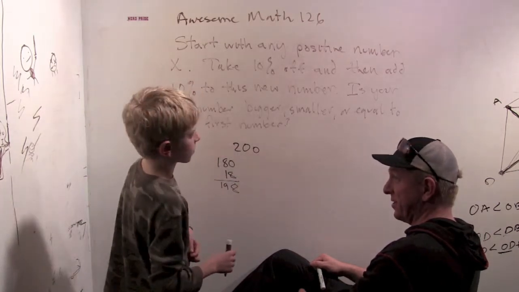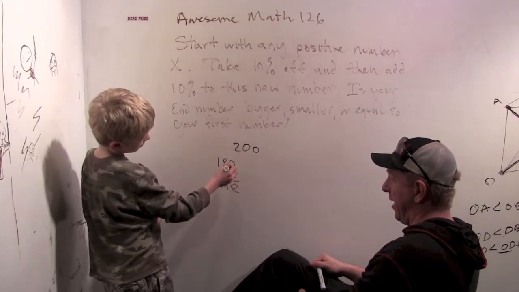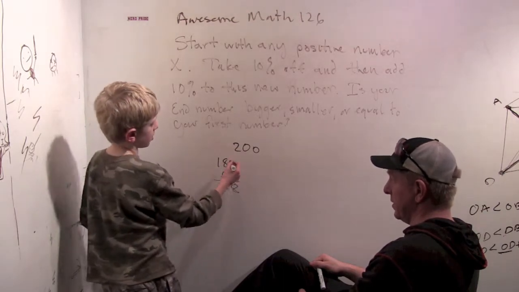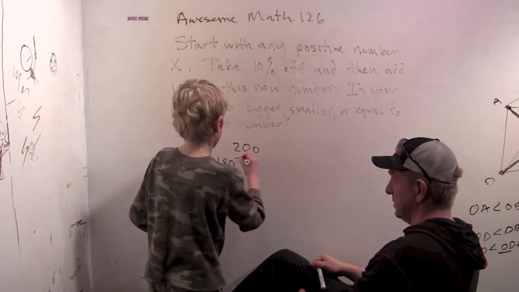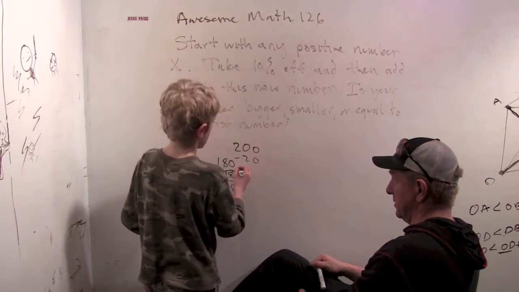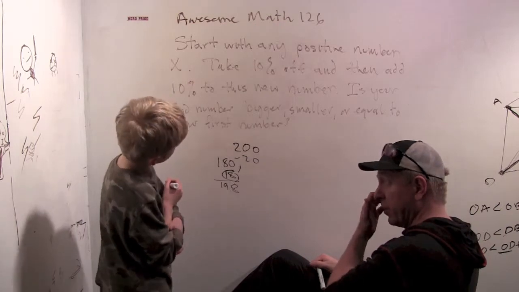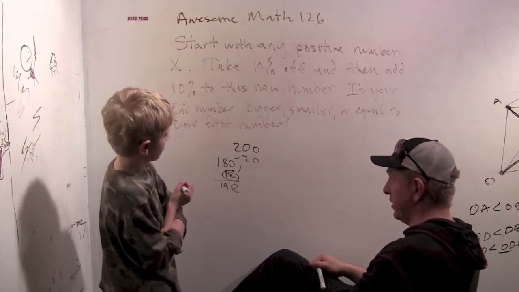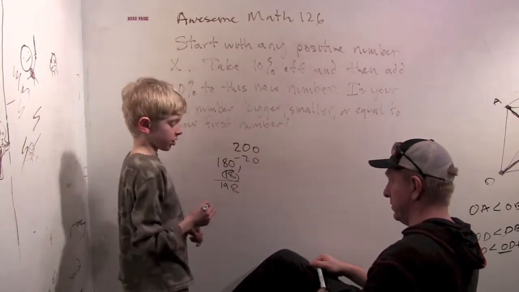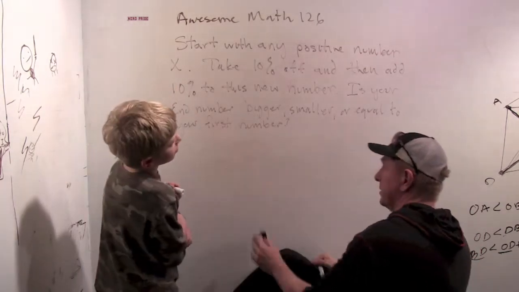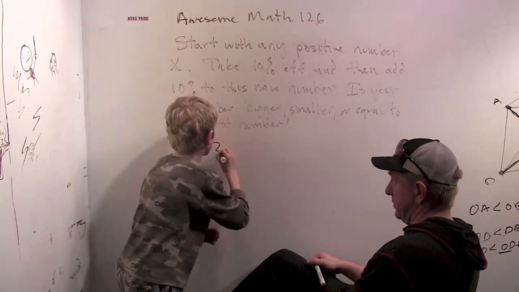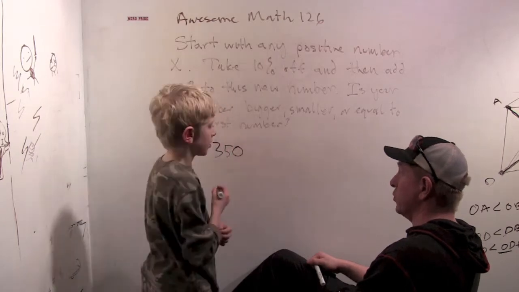Interesting. So you're adding 18, and you subtracted 20. So 18 is less than 20. Cool. You think it's going to be that way for all numbers? Do you want to check one more, or are you pretty confident? I'm pretty confident. Let's check one more. Okay. Let's do 350. Ooh, good one.